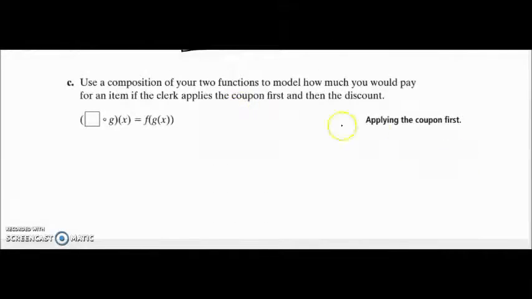Let's take a look at what happens if we apply the coupon first and then the discount. So this is the opposite. This time, we're going to deal with g of x first and then plug it into f of x. So let's remind ourselves. So f of x is 0.8x and g of x is x minus 3. So this time, we're going to deal with g of x first.